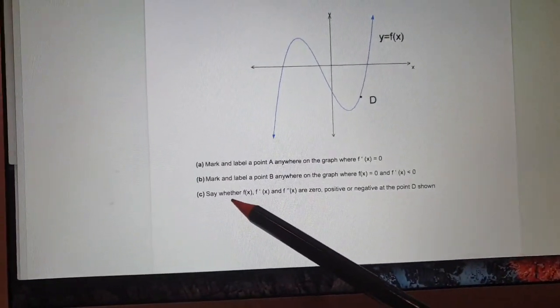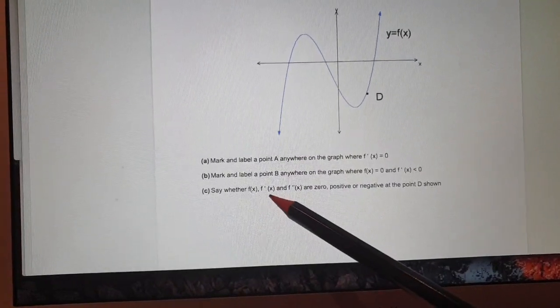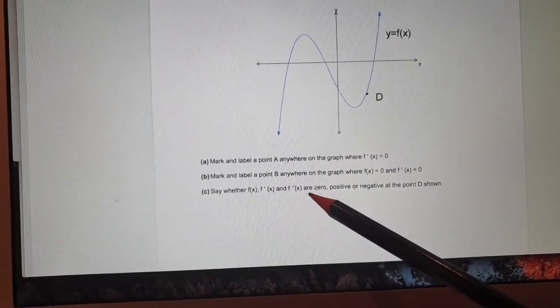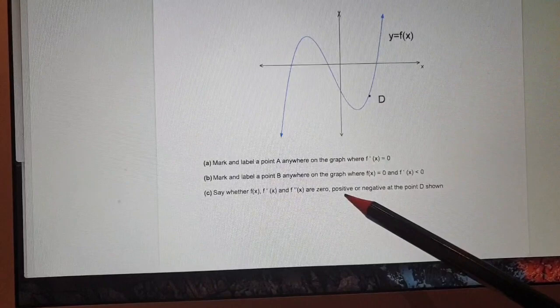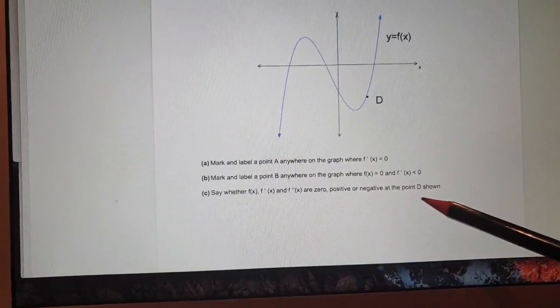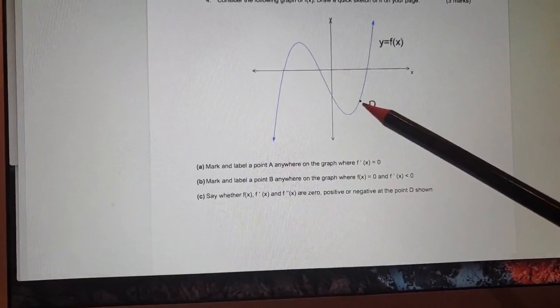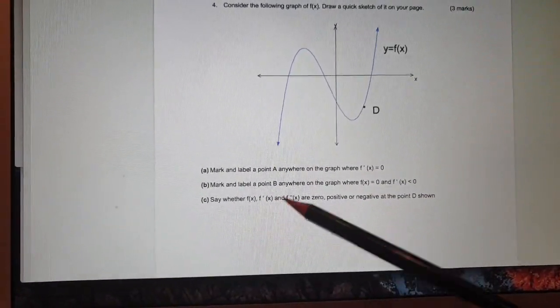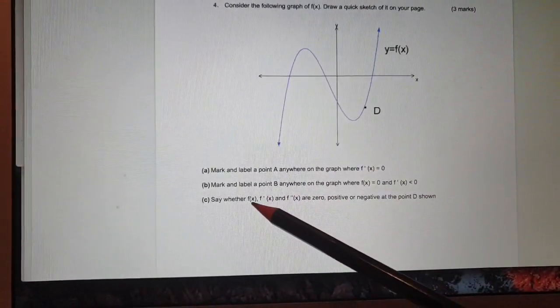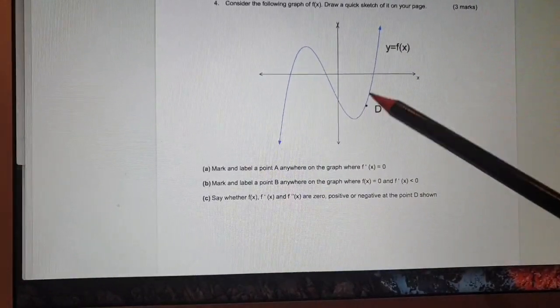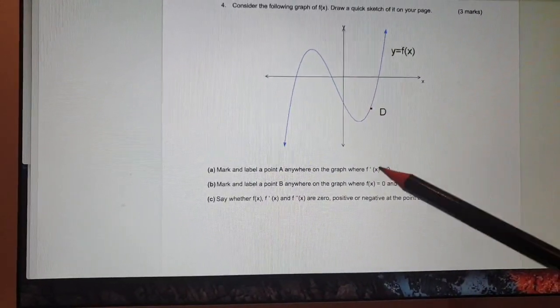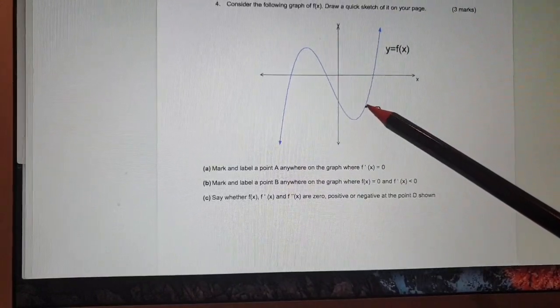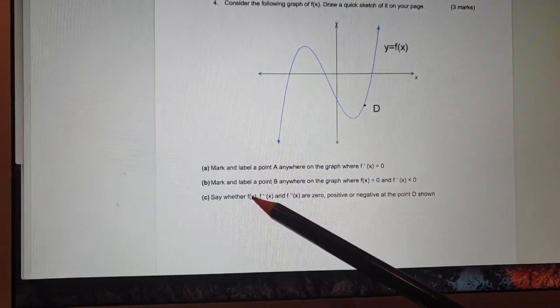Third question says, say whether f of x, f dash of x, and f double dash of x are 0, positive or negative at point D shown. So here's my point D. So let's work through these one by one. We're looking for all of these to see if they're 0. So is f of x equals 0? No. That would be there, there, or there in the previous question. So at D, f of x is not equal to 0.